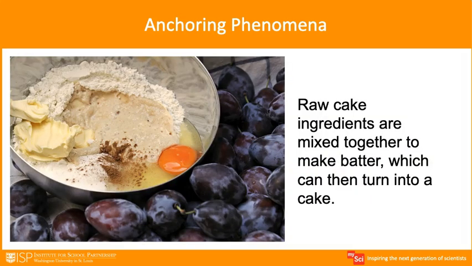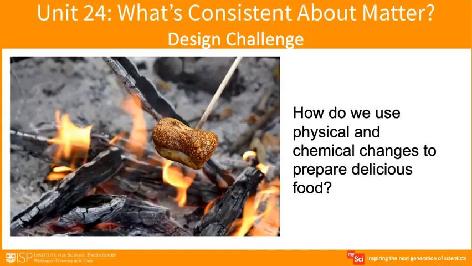In this unit, students try to figure out the different ways matter undergoes change. The anchoring phenomenon used to connect students to the science content is the idea that raw ingredients can be combined to make cake batter, and when heated, make a cake. Students will discuss this phenomenon after they have learned about what matter is, the properties of matter, and how matter can undergo change. The design challenge for this unit is a culminating activity in Lesson 9.